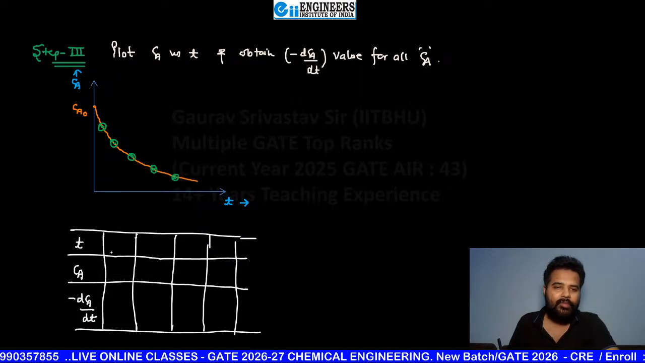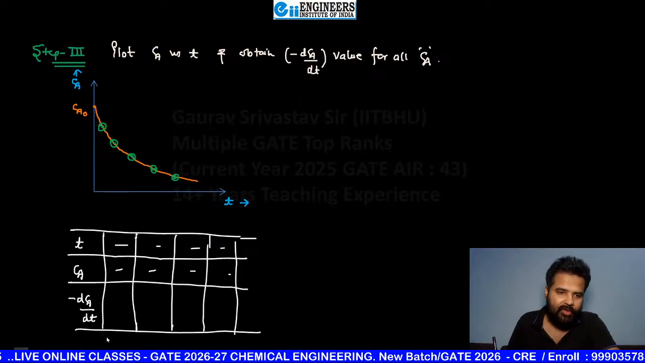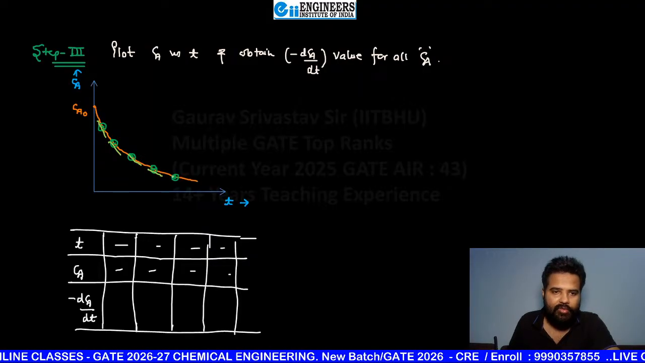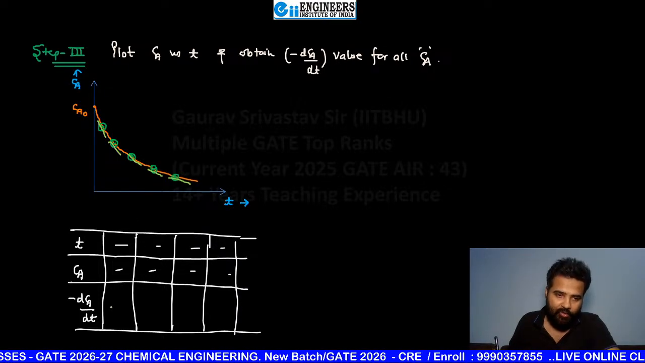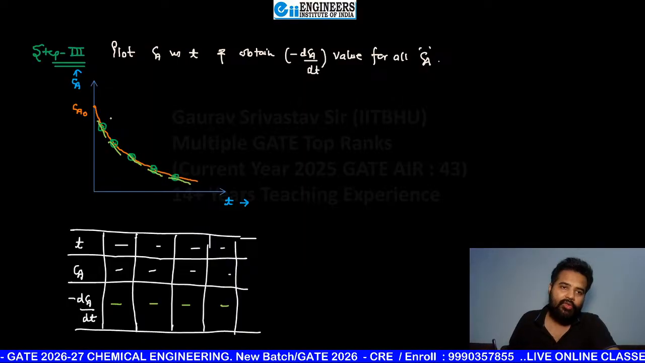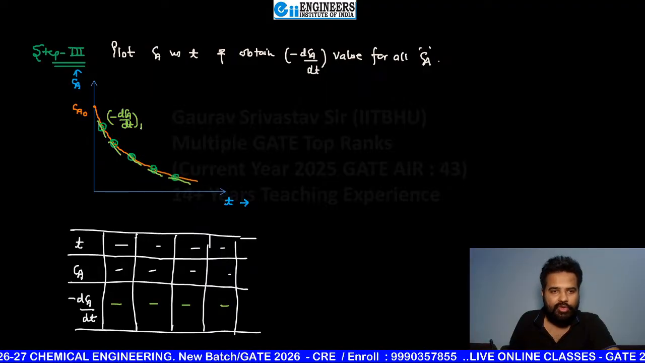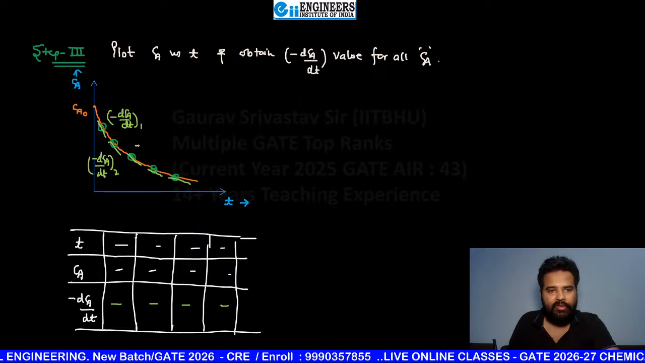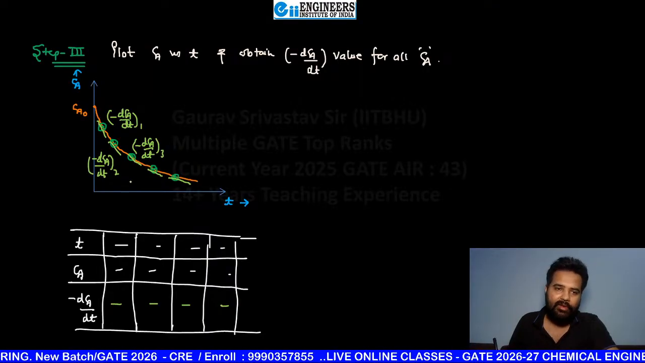So for every t you have CA. And now how to draw a tangent? It's very easy. See, this is a tangent here. This will give you a different value, this will give you a different value. The slope of these lines will give you the value of dCA by dt. Clearly there is a minus sign, because it is clearly decreasing. So suppose this is minus dCA by dt 1, and this is minus dCA by dt 2. In this manner you can get different values of dCA by dt with respect to every given point.